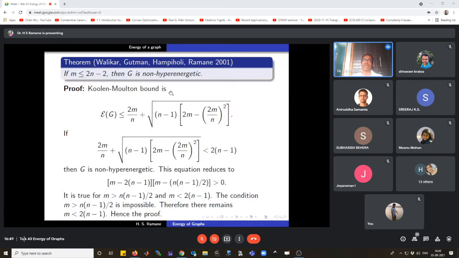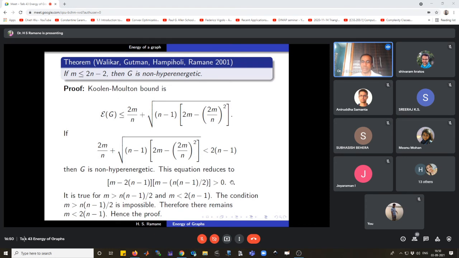Now, if the graph is non-hyperenergetic, the energy should be less than the energy of the complete graph, that is, less than 2 into n minus 1. Simplifying this, it turns to this one: m minus 2 into n minus 1 and m minus n into n minus 1 by 2, the two factors. Now this is true if both the factors are positive or both the factors are negative.